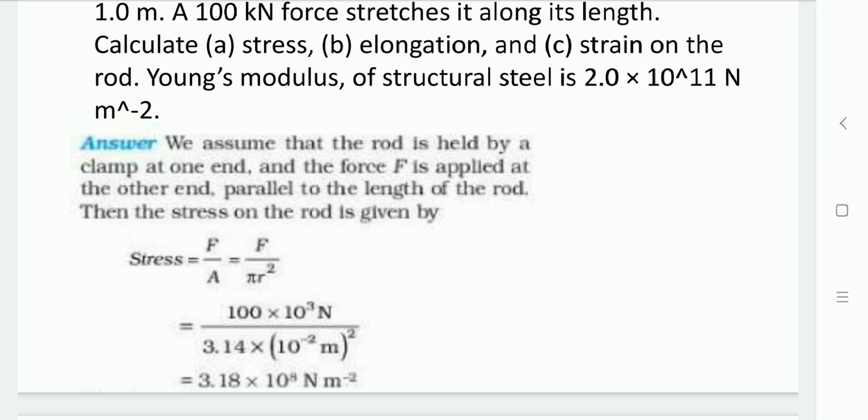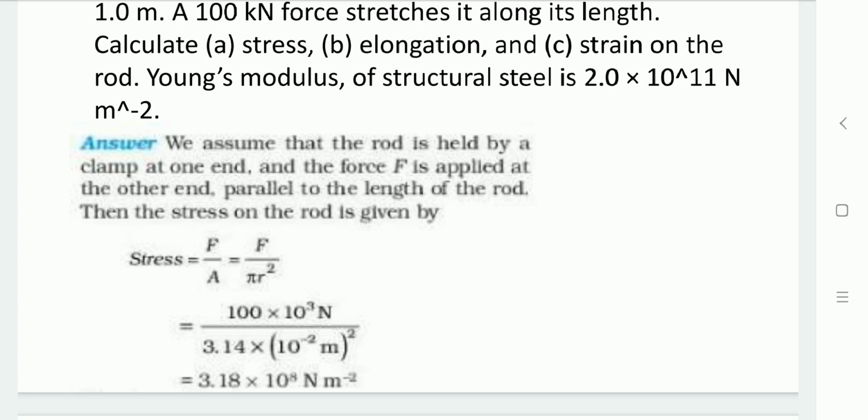So the stress generated on the rod, that is force per area, is F by A equal to F by pi r square. Force is given as 100 kilonewton, pi is 3.14, and the radius is given as 10 millimeter. By substituting all the values, we are able to calculate stress, that is 3.18 into 10 raised to 8 Newton per meter square. Now we need to calculate elongation.